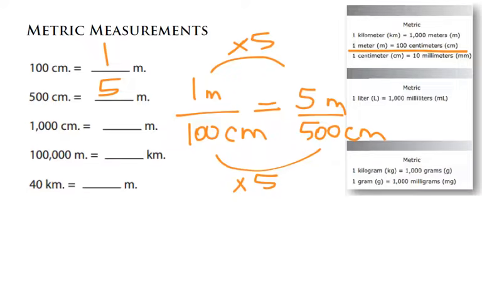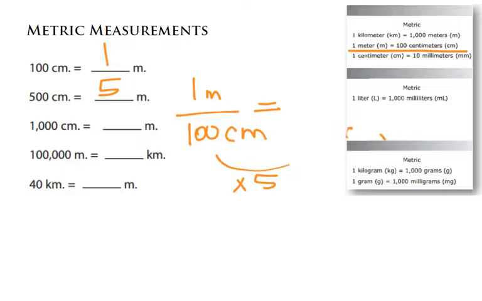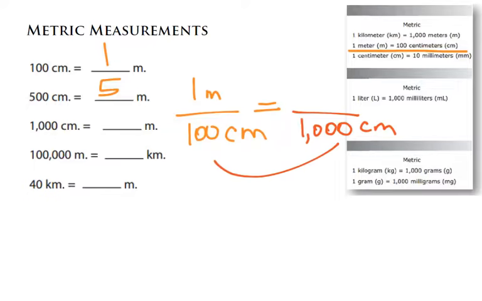Okay. In our next problem, we have 1,000 centimeters equals how many meters? I'm going to use part of my expression from before. So now I went from 1 meter over 100 centimeters to something meters over 1,000 centimeters. So now I'm asking myself, how do I go from 100 to 1,000? What do I multiply by? Hopefully we realize I multiply by 10.